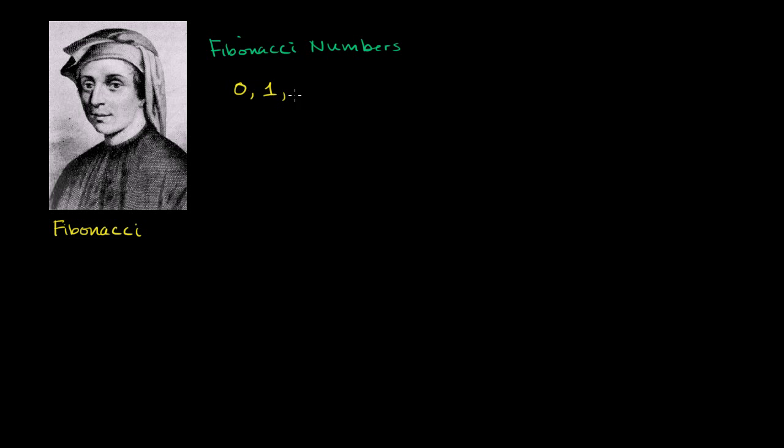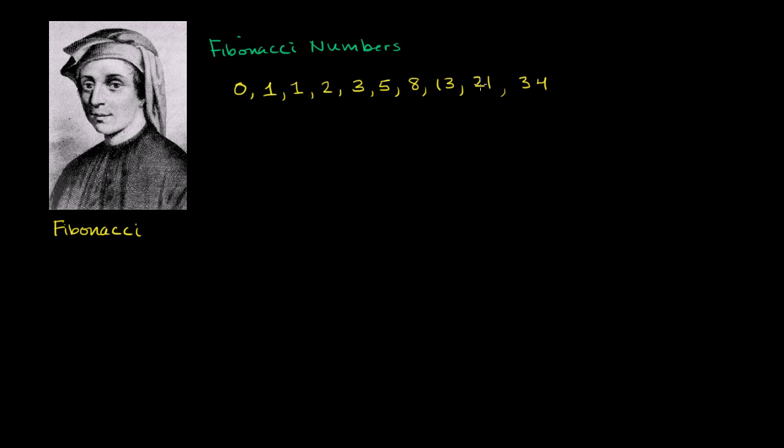So the next number in the sequence is going to be 0 plus 1, which is 1. Then the next number after that is going to be 1 plus 1, which is 2. Then the next number after that, 1 plus 2 is 3. 2 plus 3 is 5. 3 plus 5 is 8. 5 plus 8 is 13. 8 plus 13 is 21. 13 plus 21 is 34.